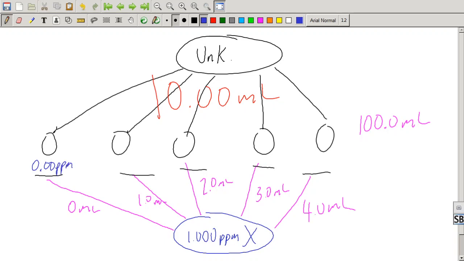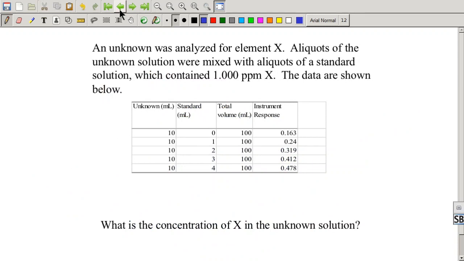First one. Take 1 milliliter of a 1 part per million, dilute it to 100. That's a 100-fold dilution, so that means we're now going to have a concentration of 0.010. Okay? We know the concentrations. We also have the instrument responses measured.